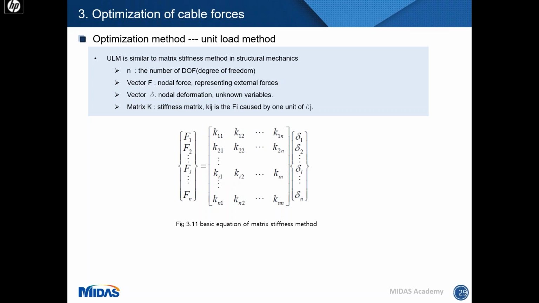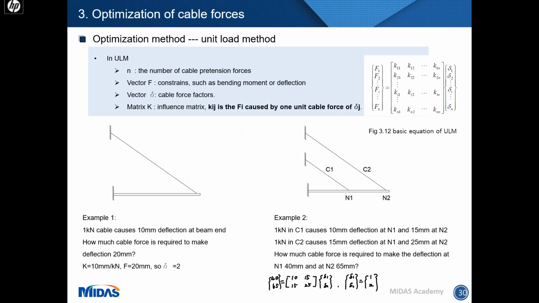Kij is the Fi caused by 1 unit of theta j. So the vector F and the matrix K are what we have learned. We can work out the data by solving this matrix algebra. The unit node method can be expressed as a similar equation, but N is the number of cable retention forces.